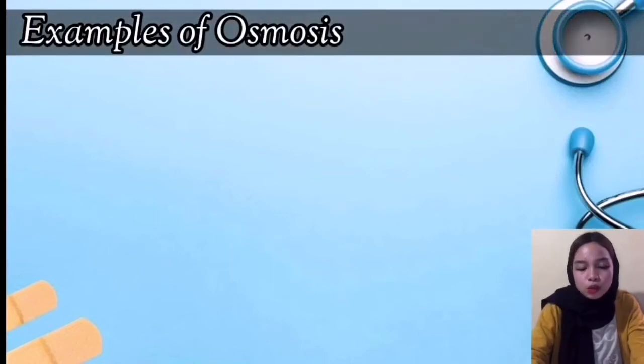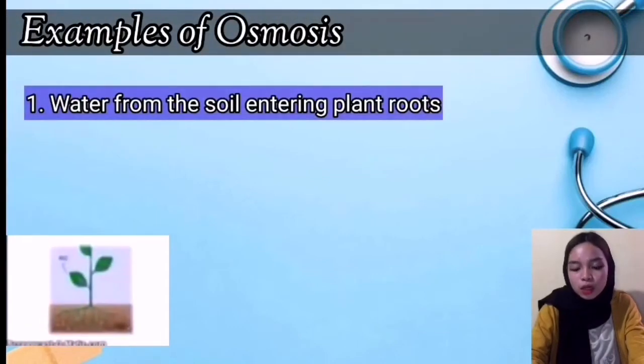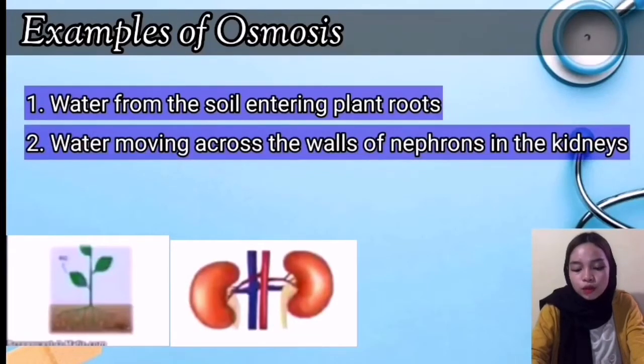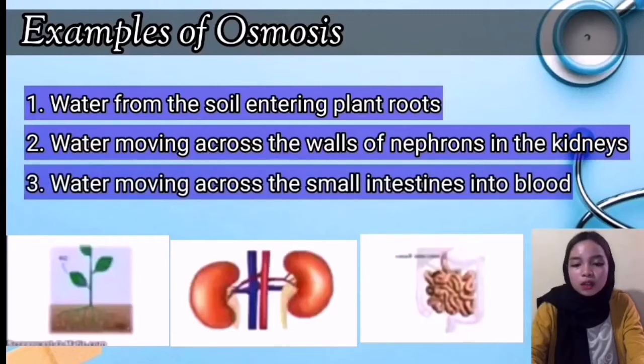Examples of osmosis: water from the soil entering plant roots; water moving across the walls of nephrons in the kidneys; and water moving across the small intestine into the blood.